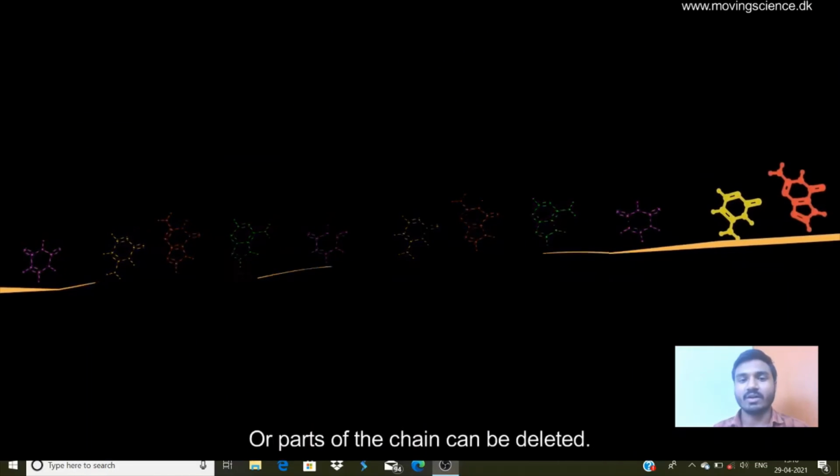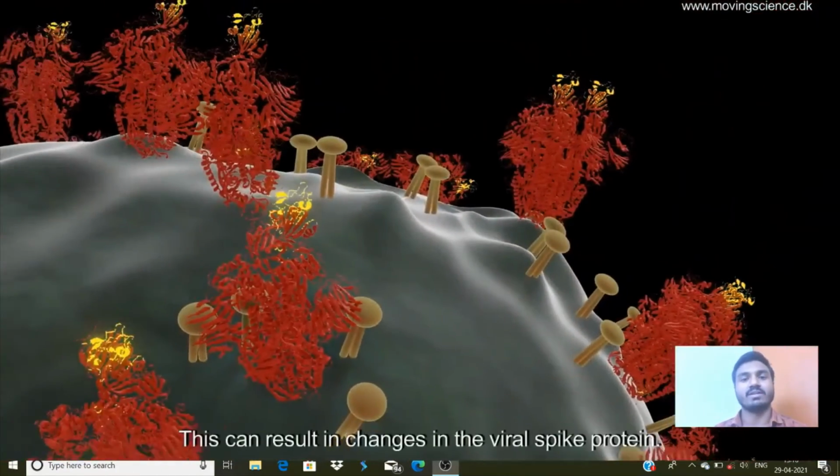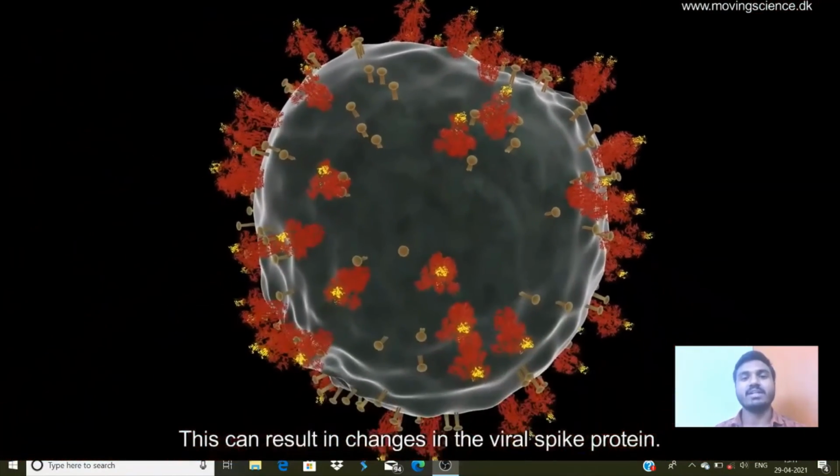This leads to the shortening of the length of the RNA and also changes in the spike protein. So this is all about mutation in coronavirus.